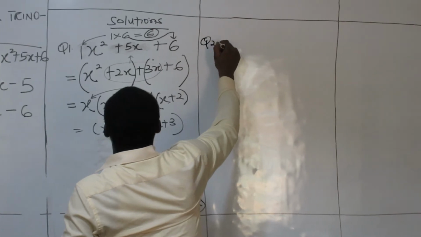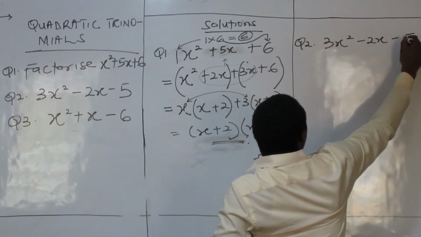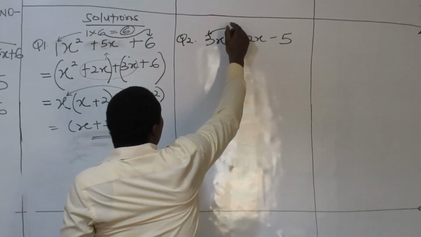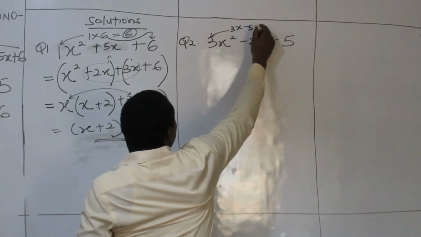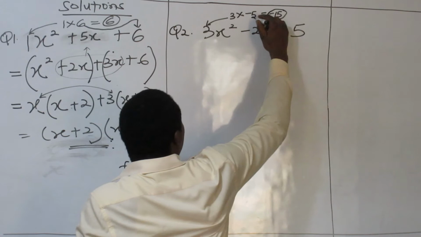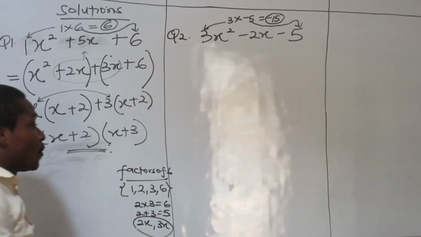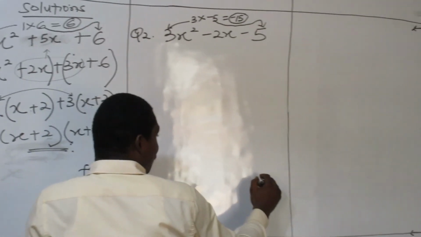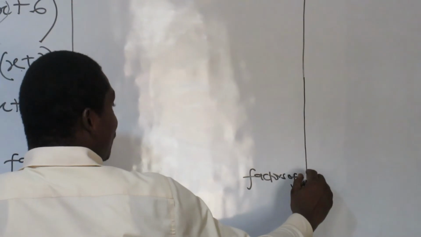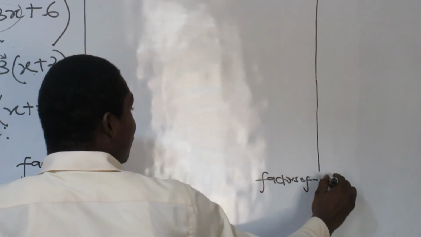Now let's move to solution number 2. Good. I have 3x squared minus 2x minus 5. Still in the usual way, I multiply the numbers at the edges. I get negative 15 here. So I will look for the factors of negative 15, not 5. Please take note. Factors of negative 15, not 5.